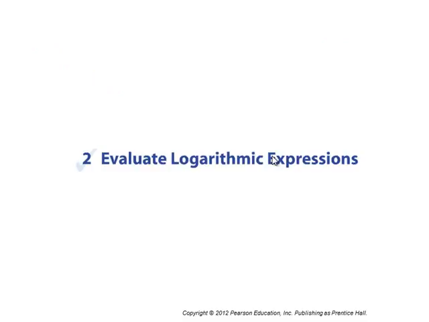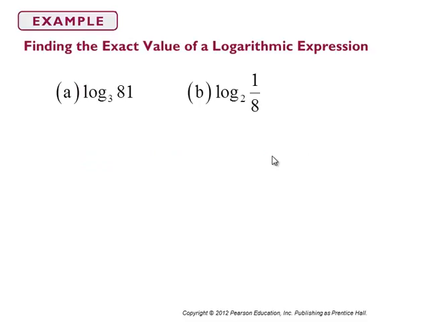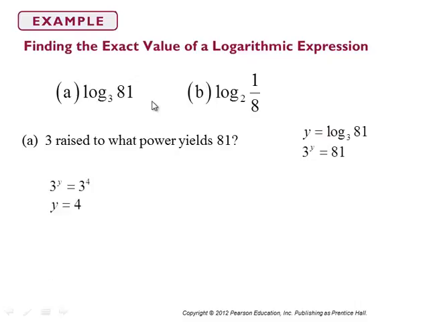Well, let's talk about evaluating log expressions. What would be the log base 3 of 81? What you're looking for is the exponent on the base 3 such that 3 raised to that exponent is equal to 81. We know that 3 to the 1 power is 3, 3 squared is 9, 3 to the 3rd power is 27, and indeed 3 to the 4th power is 81. So the value of this logarithm really is 4.